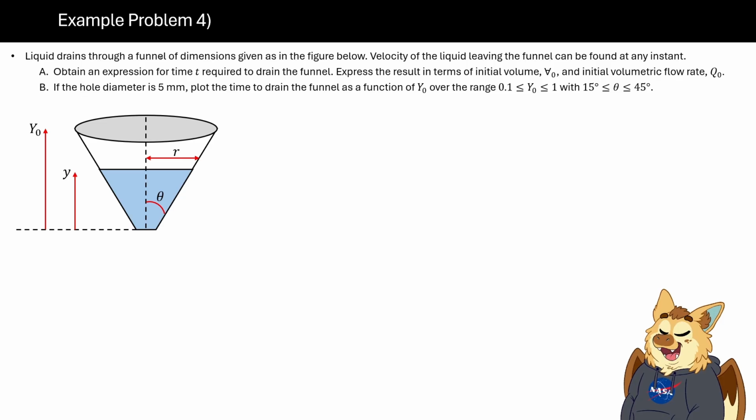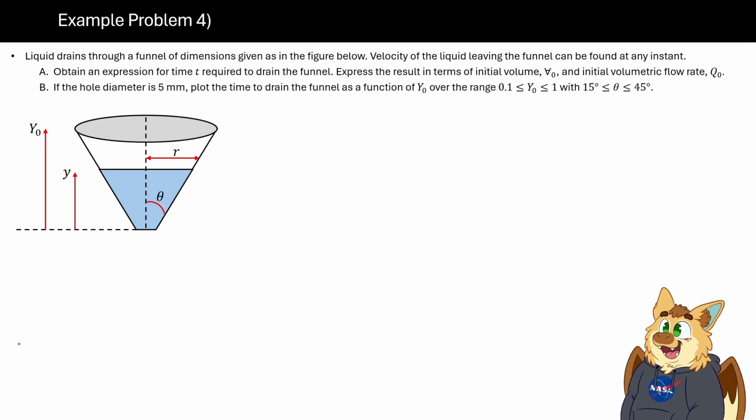So liquid drains through a funnel of dimensions as given in the figure below. Velocity of the liquid leaving the funnel can be found at any instant. Part A, obtain an expression for time t required to drain the funnel. Express the result in terms of initial volume and initial volumetric flow rate. Part B, if the hole diameter is 5 millimeters, plot the time to drain the funnel as a function of y naught over the range from 0.1 meters to 1 meter with an angle range between 15 and 45 degrees.